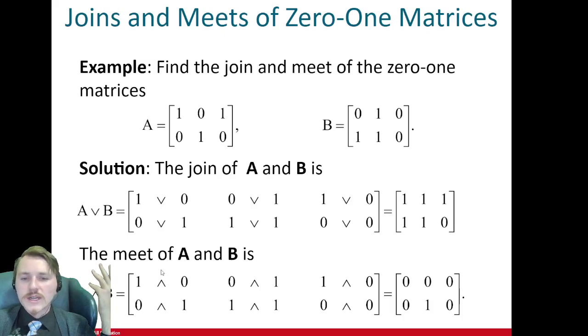And then the same thing for the meet. You're just doing conjunction this time. So they both have to be 1s for the result to be 1, which is why we only have it down here.